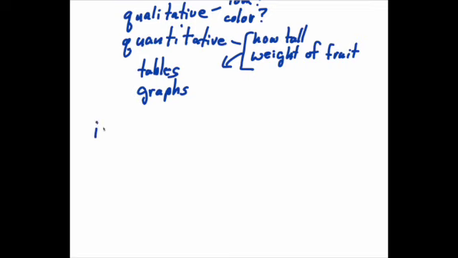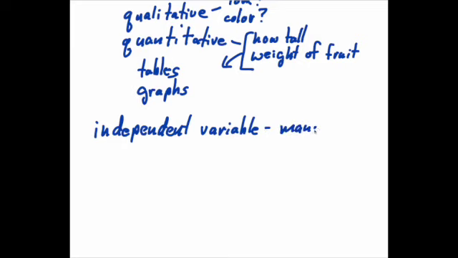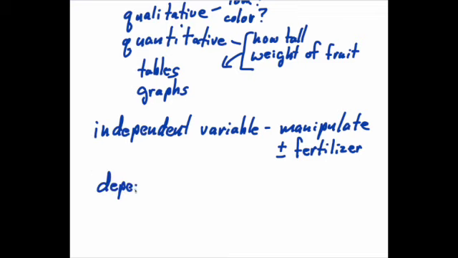Okay, so the independent variable is the thing that you manipulate. All right, in this case, we're manipulating fertilizer, well, whether or not we have fertilizer. So that's going to be the independent. All right, and then the dependent variable is the one that you measure.